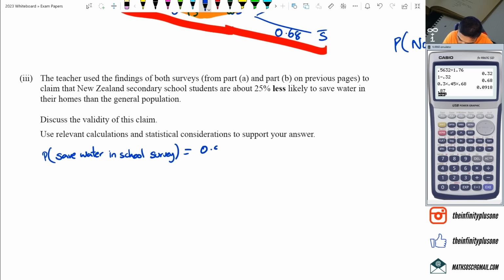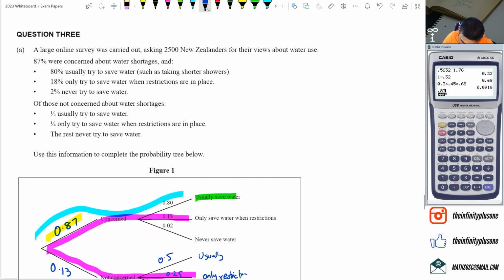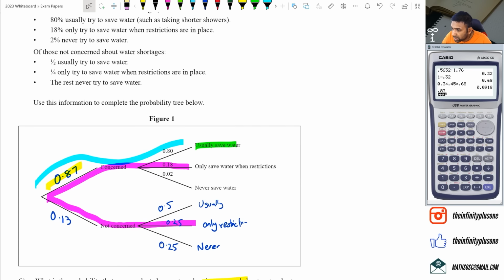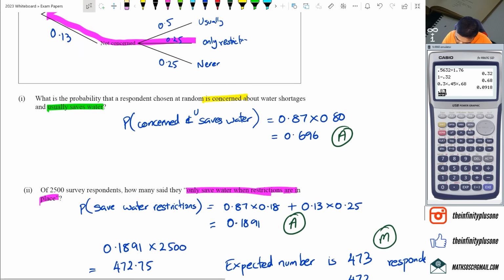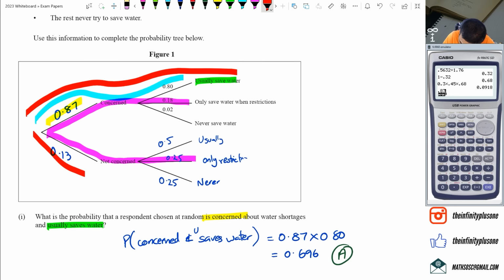So that's 0.5632. And if we look at probability of save water in the general survey, so that's right at the beginning. So this was where the large online survey was carried out. So if you look at the usually saved water, which I think, did we find this? No, we didn't. So the usually saved water then would be these branches here. So we've got the usually saved water there, or the usually saved water there.